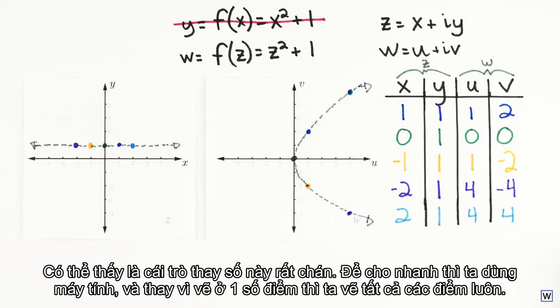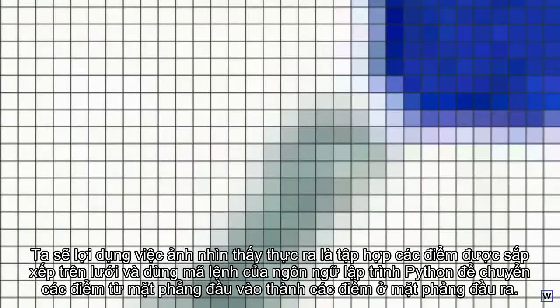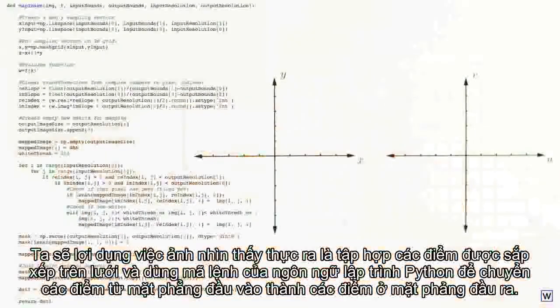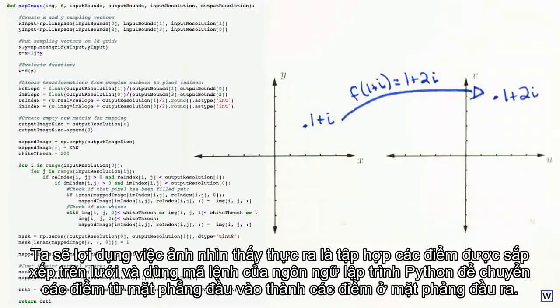And instead of having our computer just map certain points, let's have it map all the points. We'll take advantage of the fact that the image you're seeing is just a collection of pixels that happen to be arranged on a grid. We'll use some code written in the programming language Python to move every single pixel in our input space to its proper location in the output space.